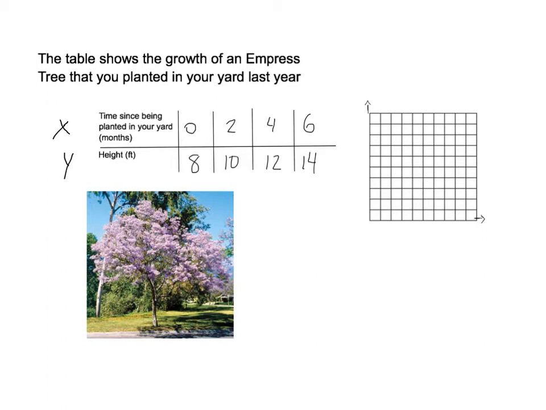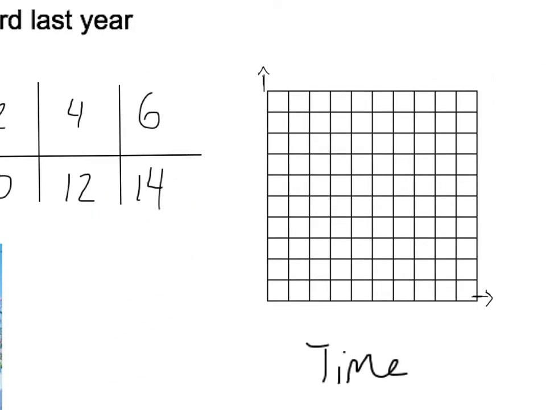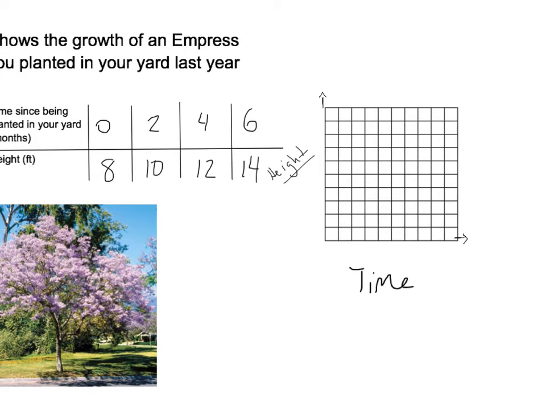Because this is our x, then if x is this row, then our x-axis is going to be representing the same thing. So up here, this row is time since being planted. So I'm just going to shorten it a little bit down here and do time. And then for our y, well, it's height. So what's our y-axis going to represent? Also height. Okay, so height and time.